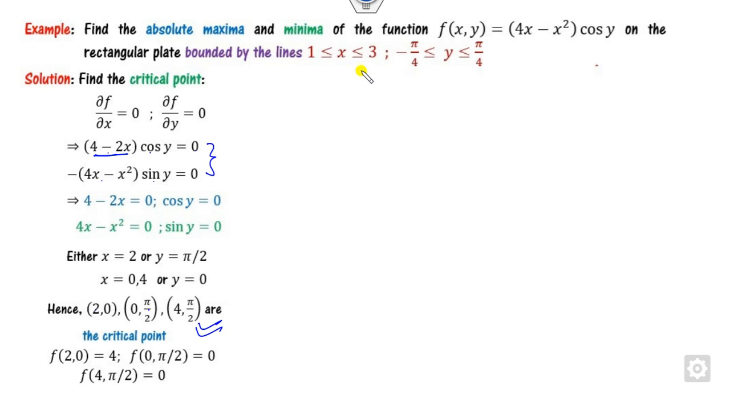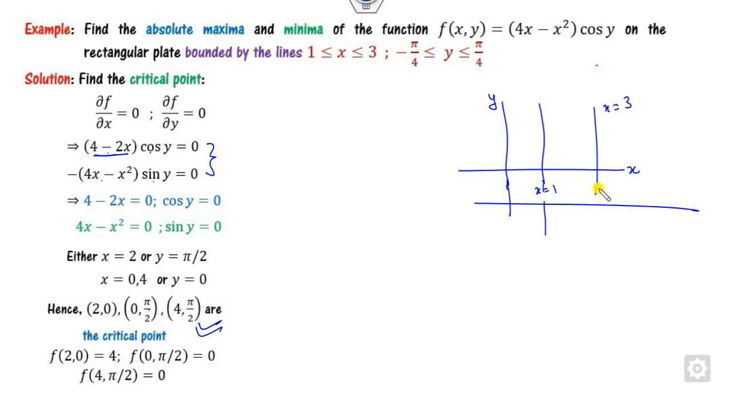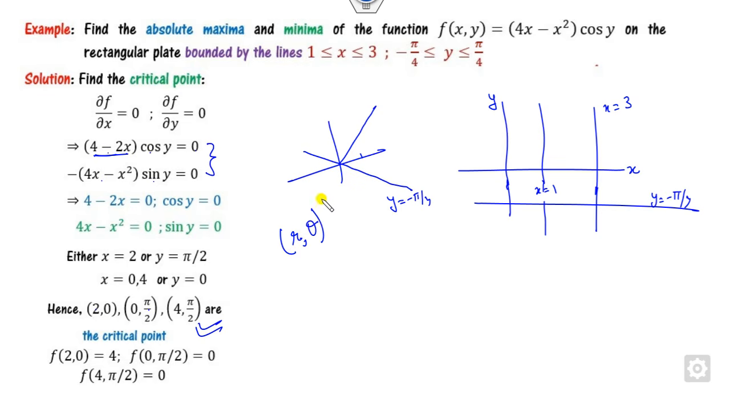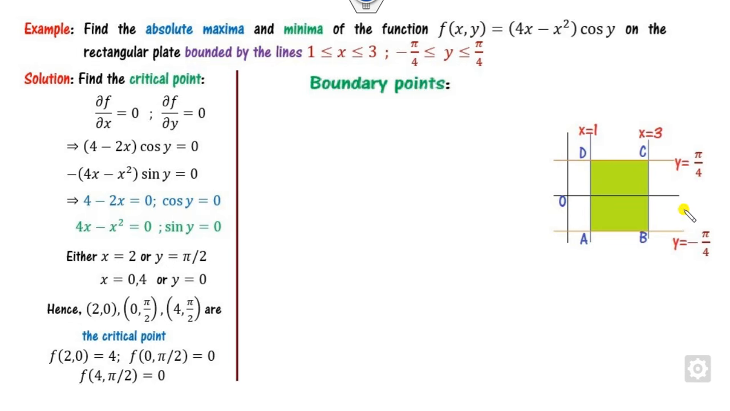Now you can draw this boundary region. So this is my x, this is my y, x is 1, x is 3. y is minus pi by 4, so this is minus pi by 4. Remember, minus pi by 4 is an angle in this case, or this is the line y is equal to minus pi by 4. This is the angle theta when you are working in polar coordinates. But here this is a function of Cartesian coordinates. So it means this is not the picture, this is the right diagram.